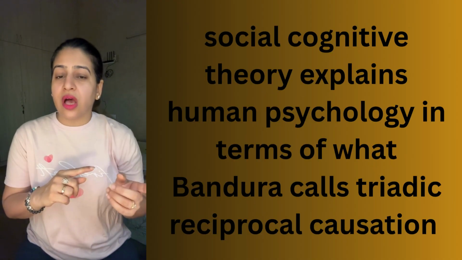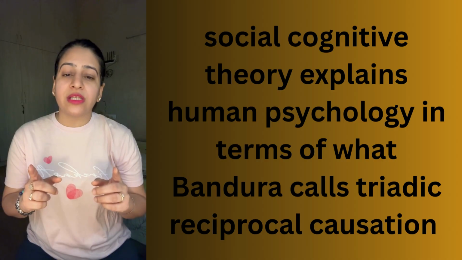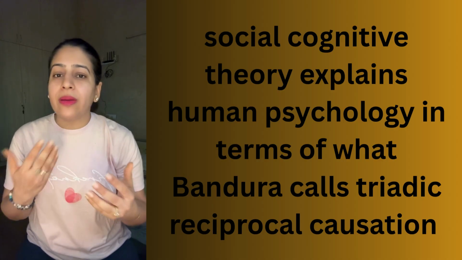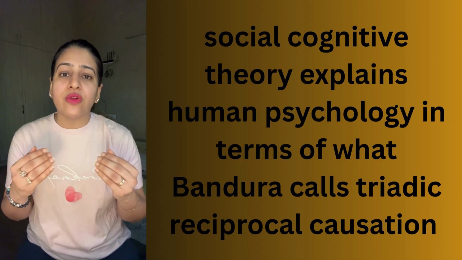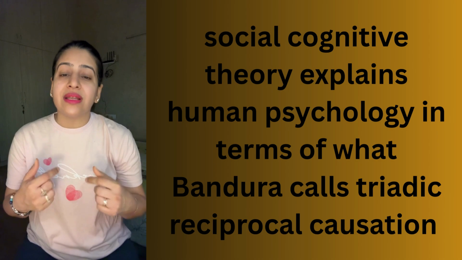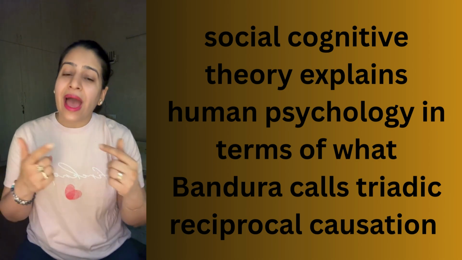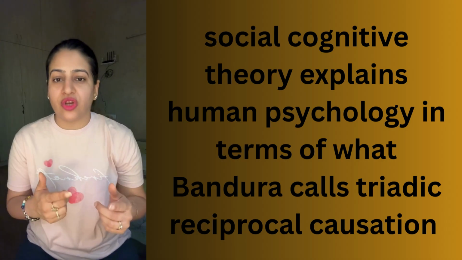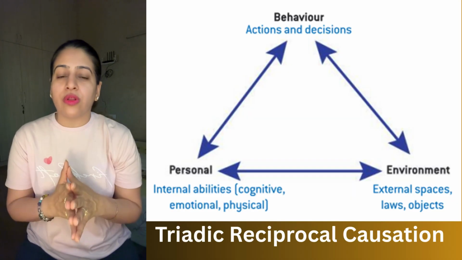Now, in contrast, social cognitive theory explains that human psychology is not only about external and internal, but that individual factors like cognition, emotion, and biology interact with behavioral patterns and environmental factors to shape individual behavior and each other. I'll explain further on this.